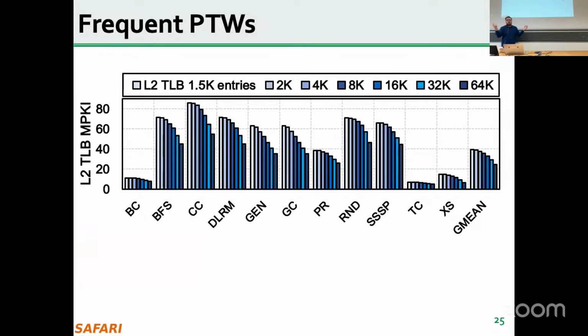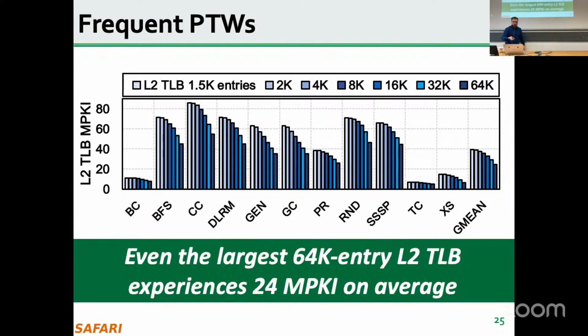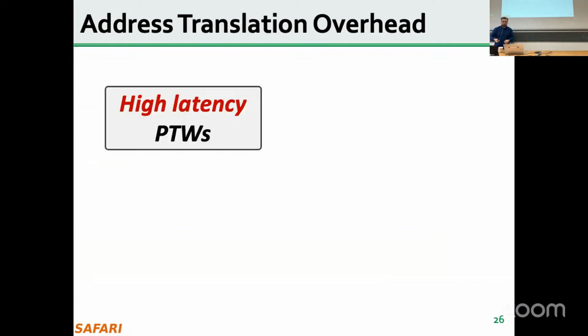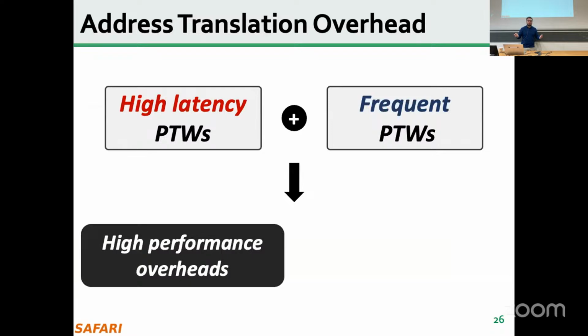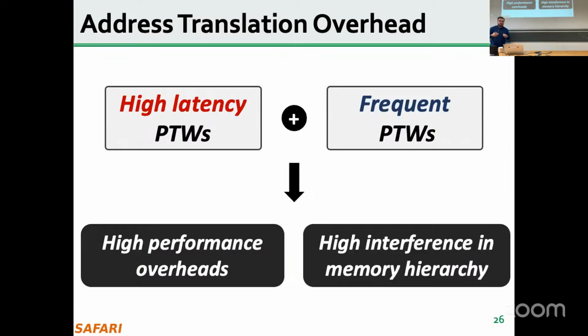And someone could say, if the page table walk is not frequent, then it doesn't matter. But in this plot, we demonstrate in the y-axis the L2 TLB misses per kilo instructions, how frequently we're missing in the L2 TLB across different L2 TLB sizes, ranging from 1.5K entries up to an extreme scenario where I have 64K entries in the L2 TLB. And we demonstrate that even if I make my L2 TLB extremely large with 64 kilo entries, then I still experience 24 misses per kilo instructions, which means that every 1,000 instructions, I need to perform 24 page table walks. And this causes high performance overhead still, even if we go for very large TLBs. So we have high latency page table walks, frequent page table walks, which together lead to high performance overheads and high interference in the memory hierarchy.